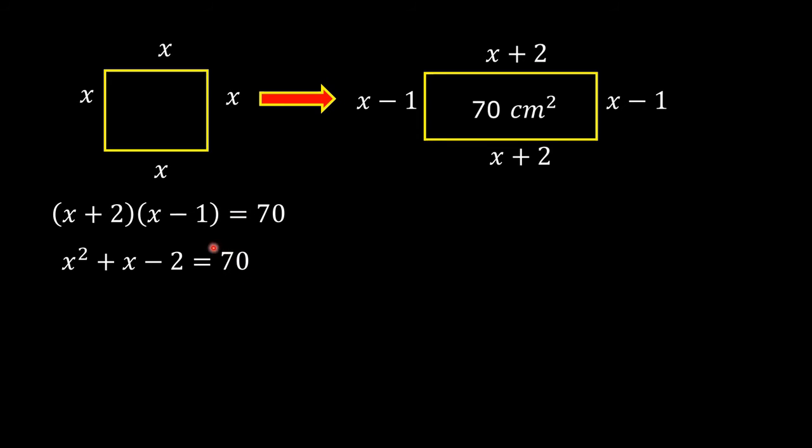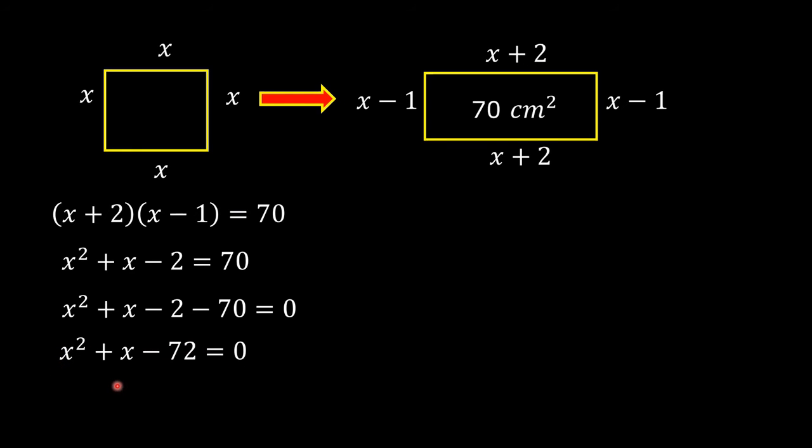Transpose 70 to the left side. Change its sign from positive to negative. We have now x squared plus x minus 2 minus 70 is equal to 0. Combine negative 2 and negative 70. We have now x squared plus x minus 72 is equal to 0.